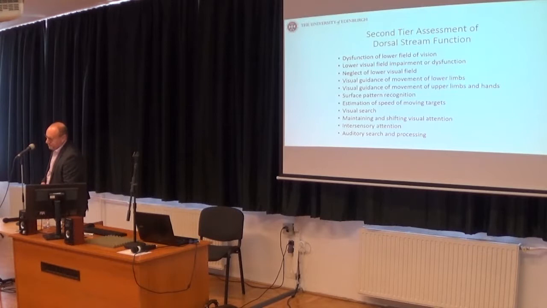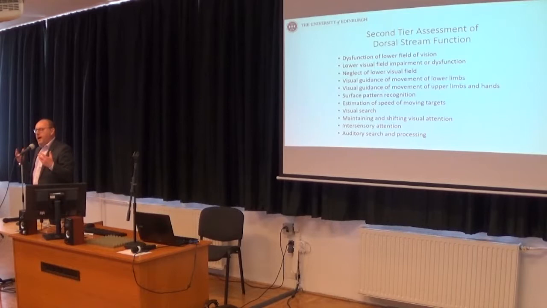We need to assess speed. Children with CVI have difficulty in judging the speed of motion, and may require things to move as well in order to see. So you may have children who can't see objects that move. And you may have children who can only see moving objects.